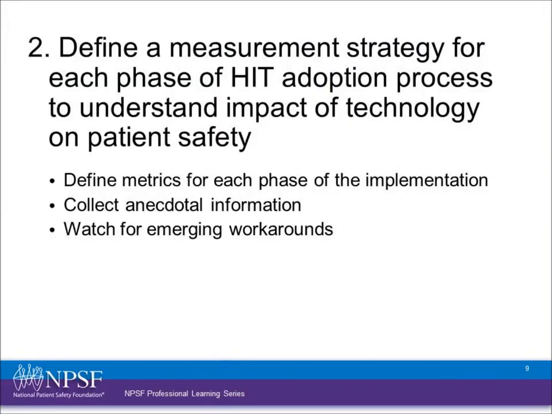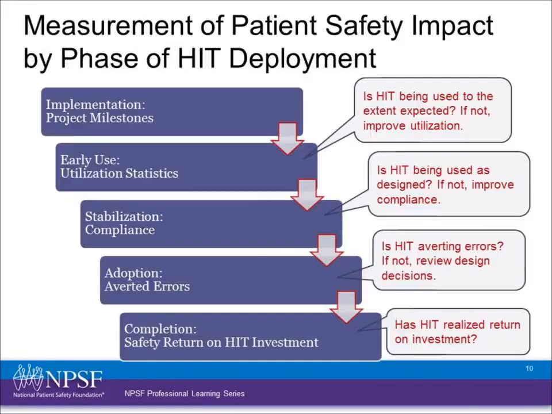But let me pull up again to talk about the second area, which is defining a measurement strategy for each phase of HIT adoption to understand the impact of the technology on patient safety. In this area, we want to define metrics for each phase of implementation, as well as have a plan for collecting anecdotal information and to watch for emerging workarounds. We can't really leap directly to outcomes measurements. We need to start with milestones and then progress to process measures and finally to the outcomes that we're driving for. This next slide gives you a picture of the steps involved in the phases of HIT deployment.